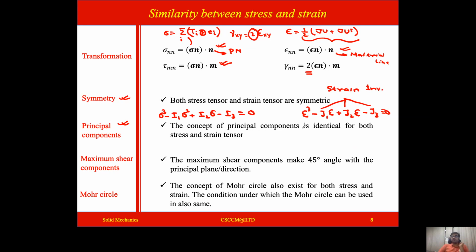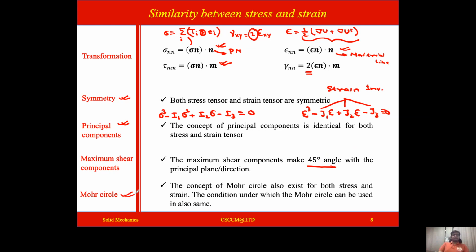And then if you solve this equation, you can compute the principal strain, similar to how you compute the principal stresses. And if you compute the principal strain, you can also compute the maximum shear strain, like how you compute the maximum shear stress. Now, the maximum shear components make a 45-degree angle with the principal plane, and this is true for both stress and strain. In both cases, the angle between the maximum shear and the principal direction is 45 degrees.